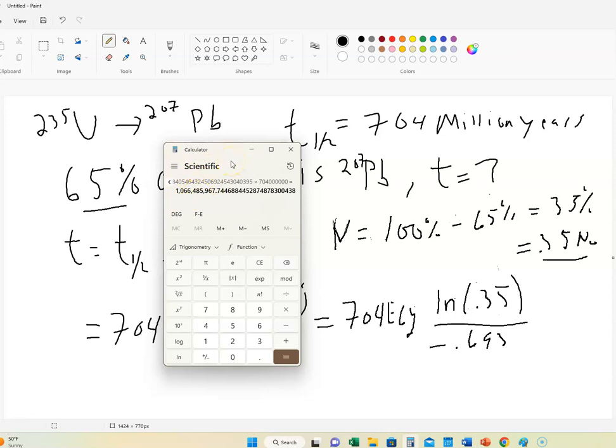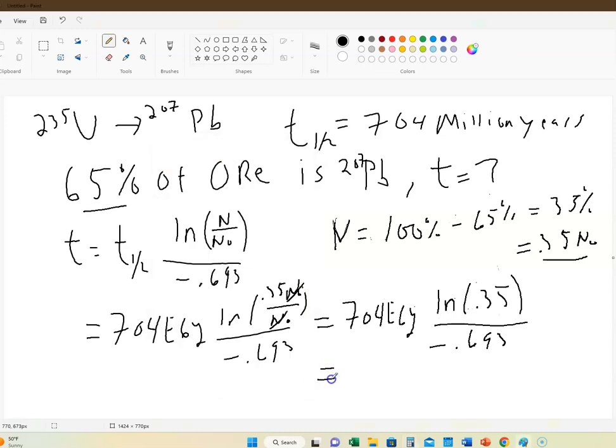So the answer here is 1.07, because it's 6 billion, which is times 10 to the 9th. And of course that's in years. Remember, in Blackboard you just write the number.